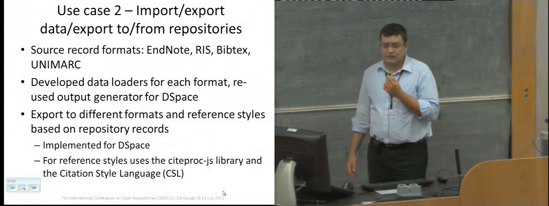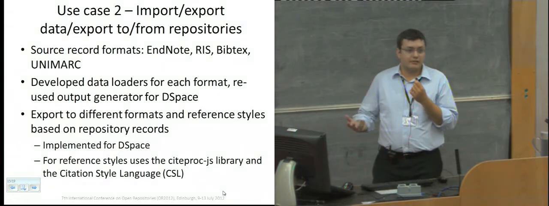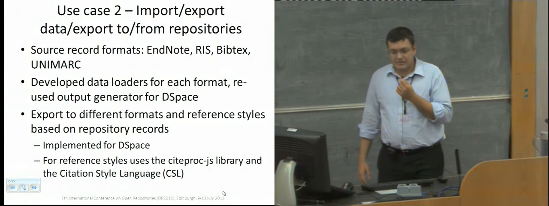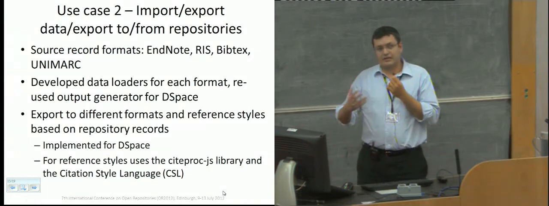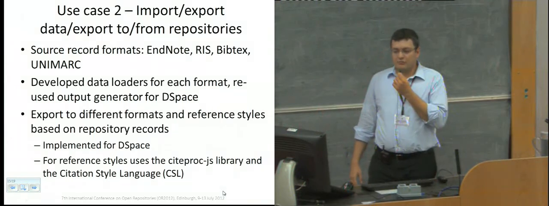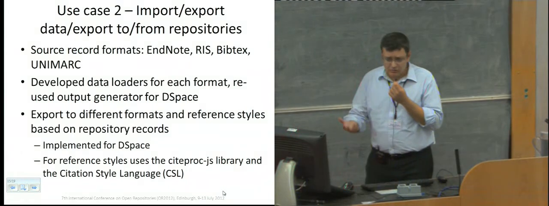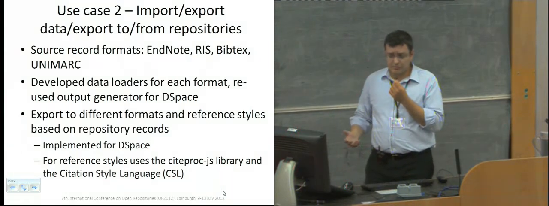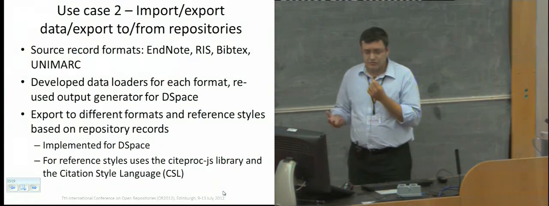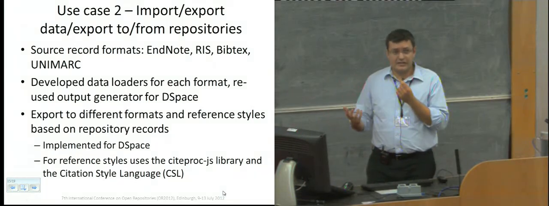Then we have very commonly used this library to populate repositories from sources like Unimarc, for example, getting data from bibliographic catalogs and feeding that into repositories, from EndNote, RIS, BibTeX, and so on. We had, of course, to develop data loaders for each format. We reused output generators for repositories. Actually, we have heavily used that with DSpace.